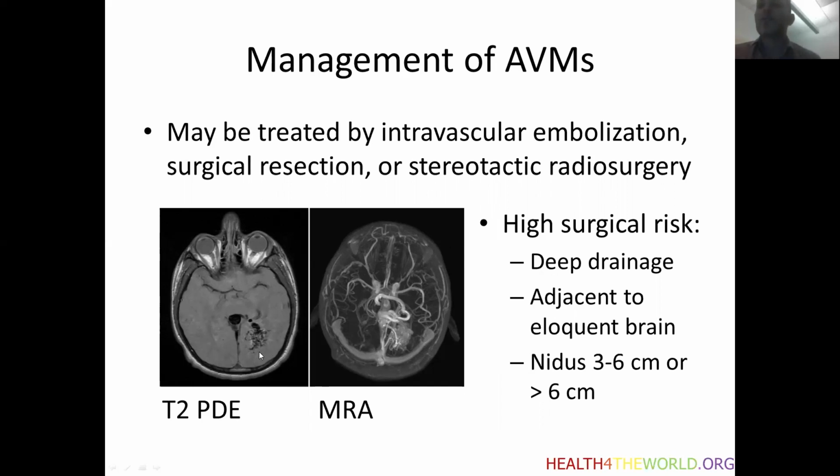This lesion, which was present in a 14-year-old boy who presented with headaches, was deemed to be of high surgical risk because it is adjacent to eloquent cortex on the dominant side, in the occipital lobe near the occipitoparietal junction. It's a medium size, so the nidus is greater than 3 centimeters, and it has very prominent deep venous drainage, as you can see demonstrated here. So for this reason, the child was treated with stereotactic radiosurgery rather than resection.